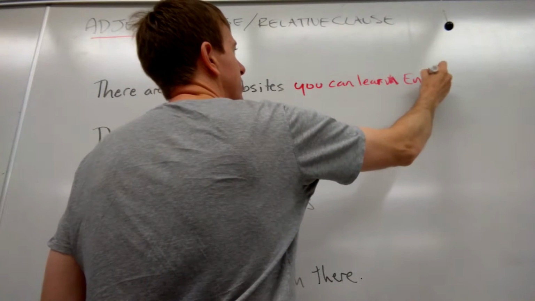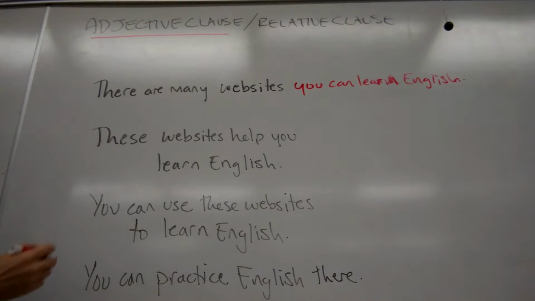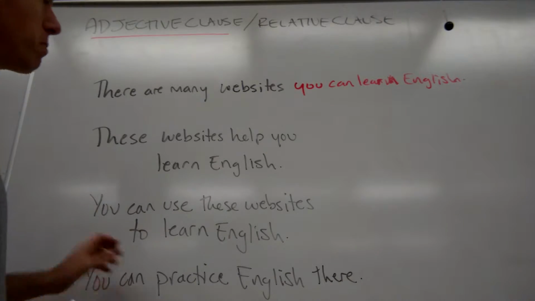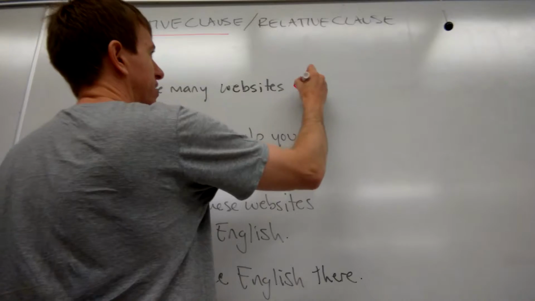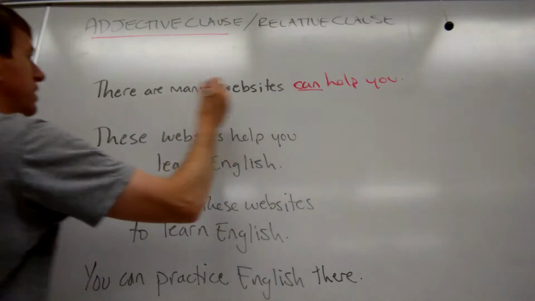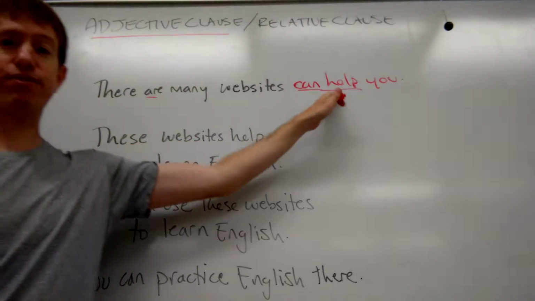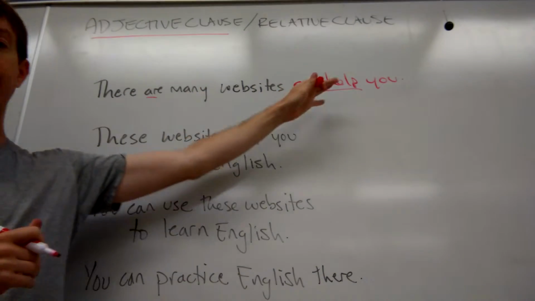Okay, there's something funny about this. These are just two sentences put together. There are many websites you can learn English. Or there are many websites can help you. Actually, this one's worse. Can help you. This is just wrong because we've got two verbs and there's no subject for this verb, right? It's just stuck on there.